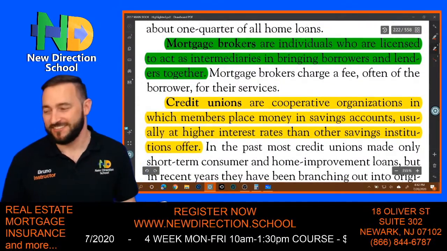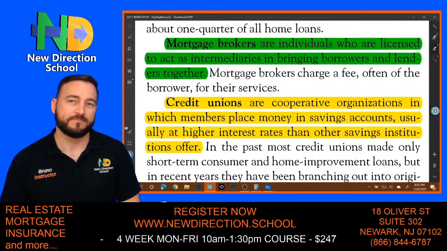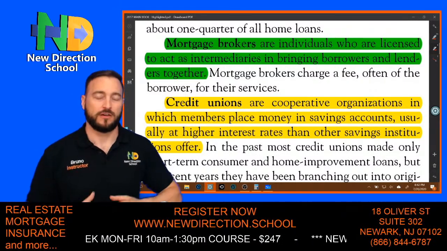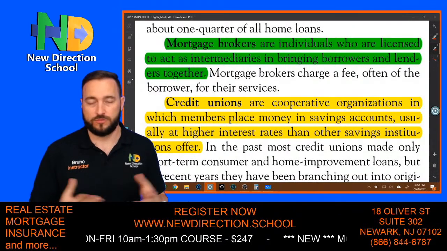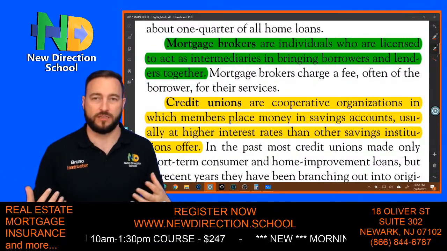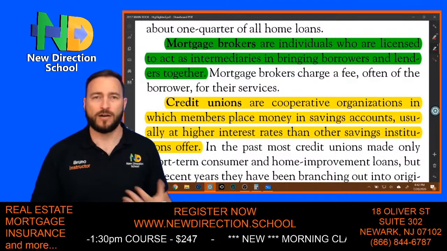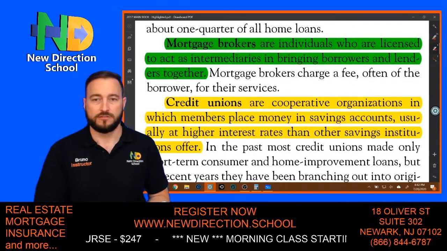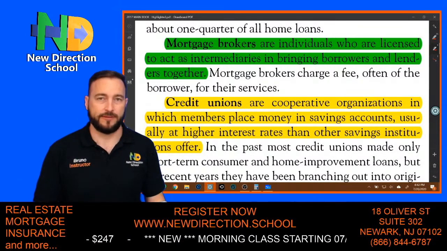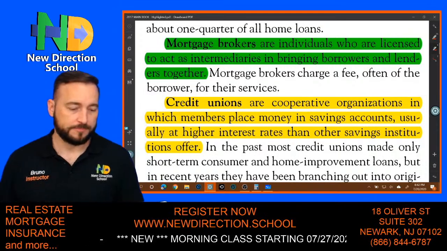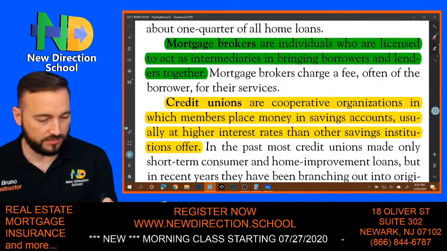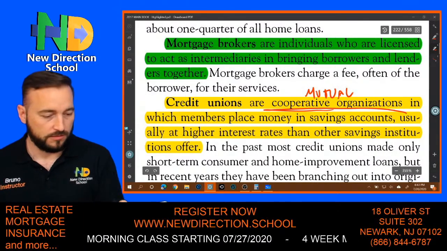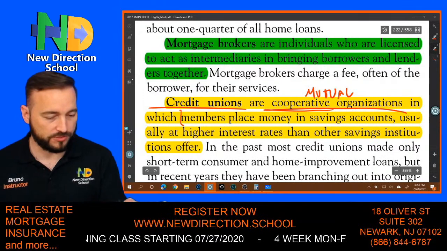Credit unions. Do you guys know what a credit union is? It's a cooperative organization. So that means it's a mutual union. The union is mutual. So that means that we own it. We, the account holders, are also the members of the credit union. So we own the bank, let's say. Okay? Every time you see cooperative organizations, it's mutual. So credit unions, the members own.